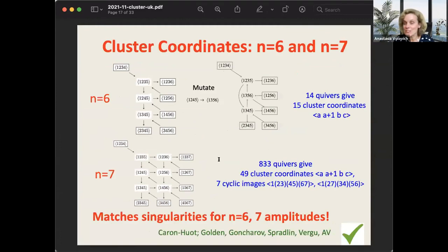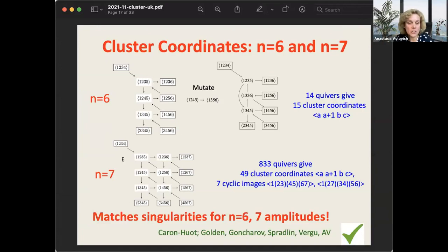And so let's look at this. Let's just take this. For 6 and 7 points, this is the initial quiver for 6 points. We mutate. For example, we mutate on node 1 for 5. We produce the following quiver. So we produce the coordinates 1, 3, 5, 6. You're very familiar with this. And of course, we get 14 quivers, and we get all 15 cluster coordinates for Gr(4,6).